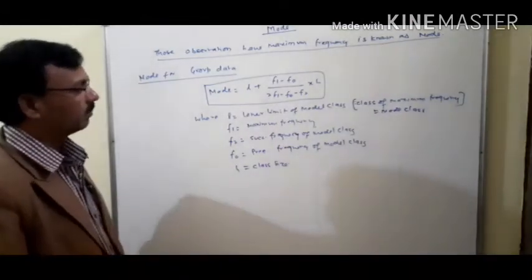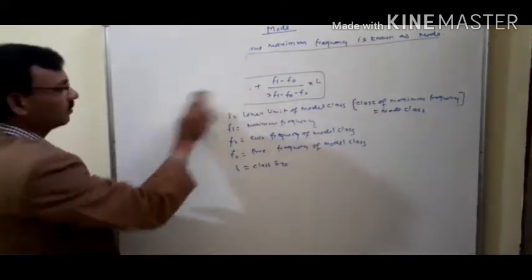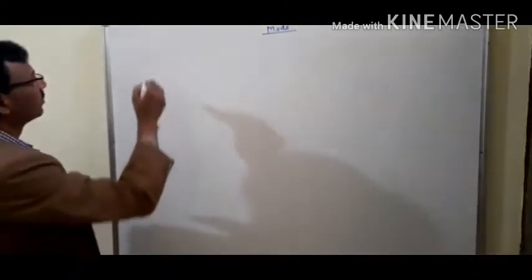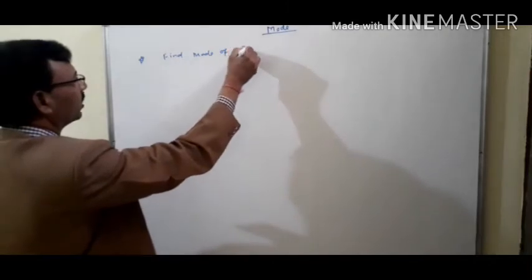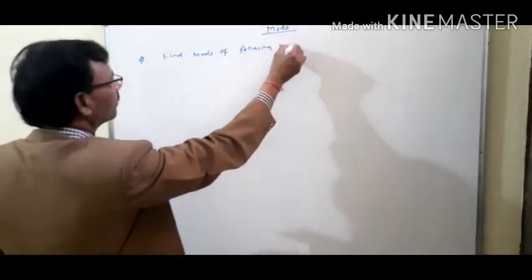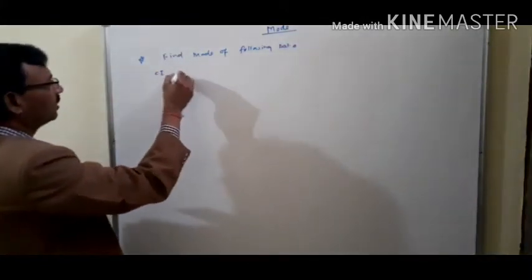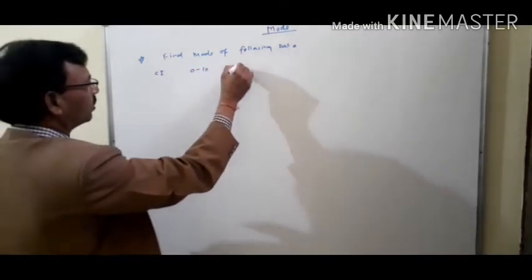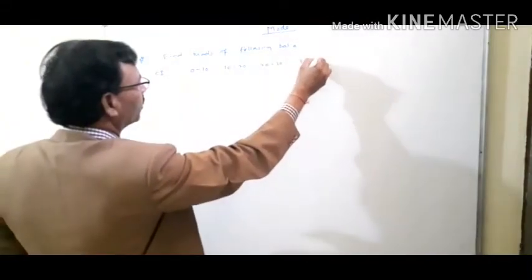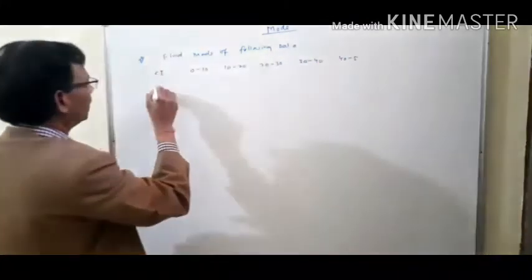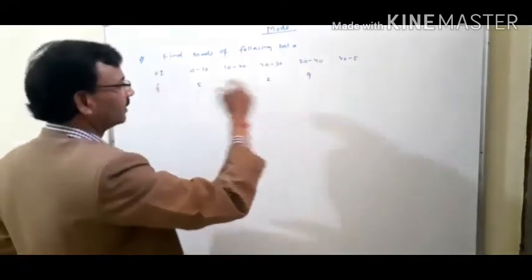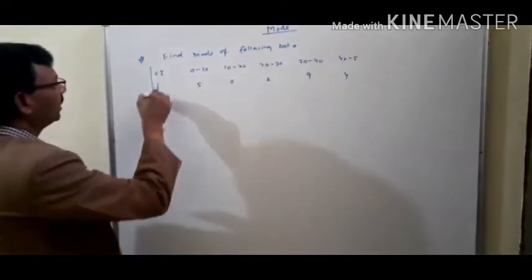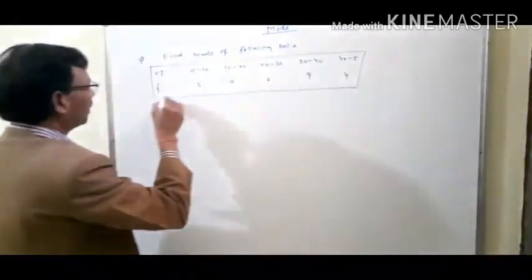Now we will take one example. Question is, find the mode of the following data: class interval 0 to 10, 10 to 20, 20 to 30, 30 to 40, and 40 to 50, and its frequency f equal to 5, 0, 2, 9, 4. Find the mode of this given data.